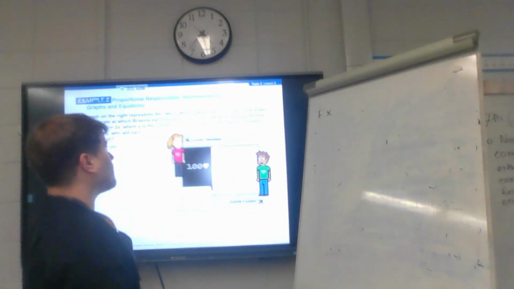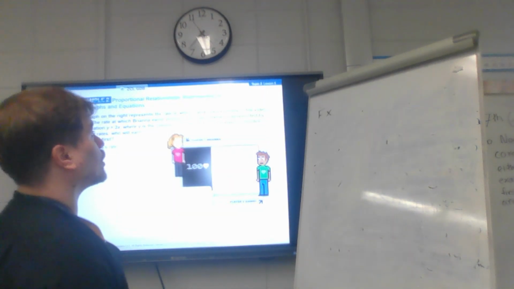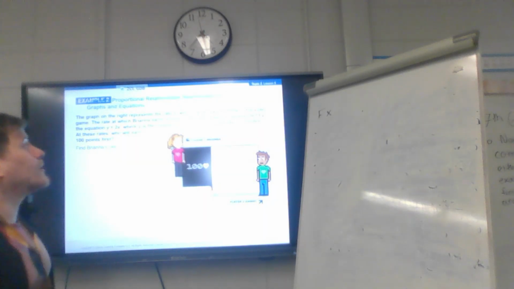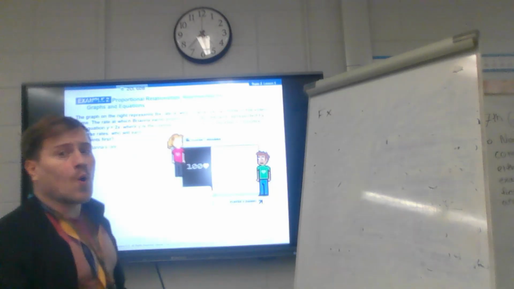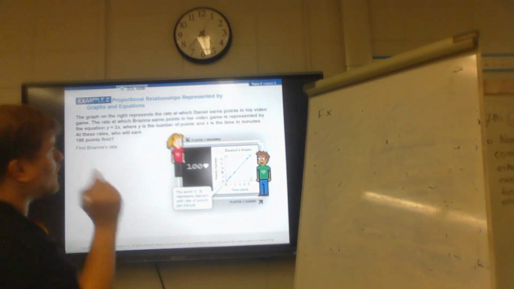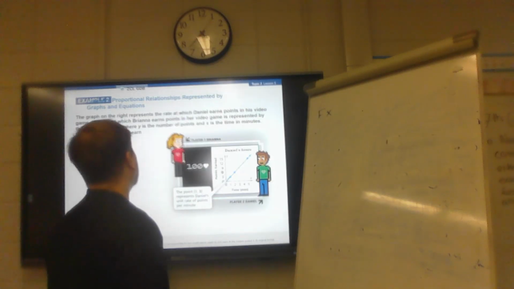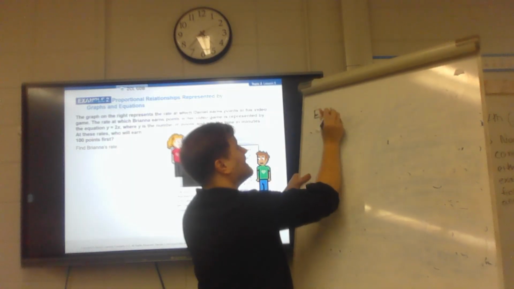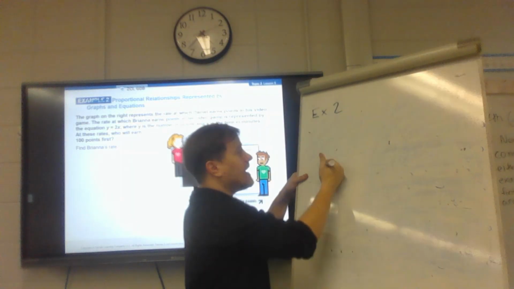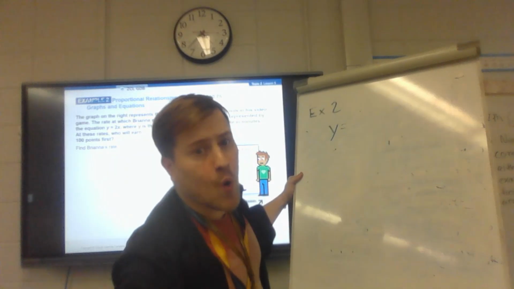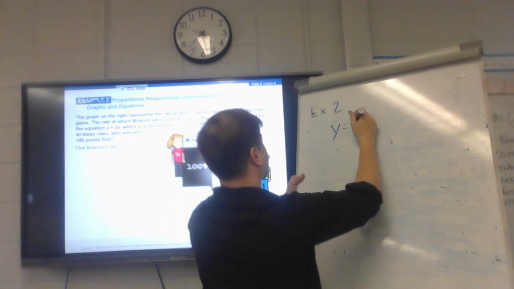So the graphs on the right represent the rate at which Daniel earns points in his video game. The rate at which Brianna earns points in her video game is represented by the equation y equals 2x, where y is the number of points and x is the time in minutes. First thing we do, because it's easier, is find Brianna's rate. Now, we're told Brianna's rate is represented by the function y equals 2x.